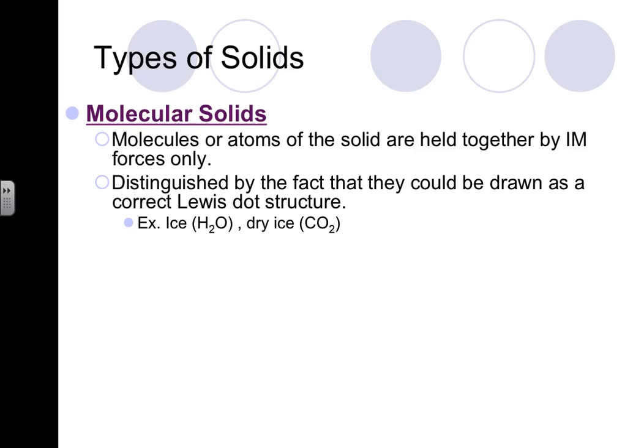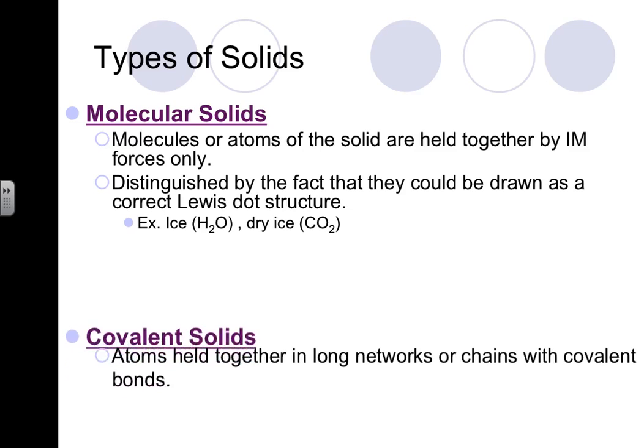Again, if you think about ice, when the hydrogen bonds in water freeze to form the ice, it's the hydrogen bonds frozen in place that actually holds that solid together. It's not a literal bond between the oxygens and the hydrogens that's holding the structure together. So hopefully that makes sense. The individual atoms within the solid are held together by intermolecular forces only.